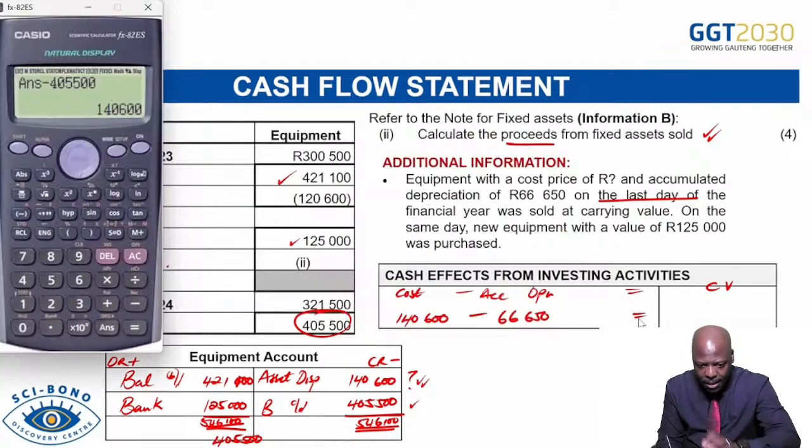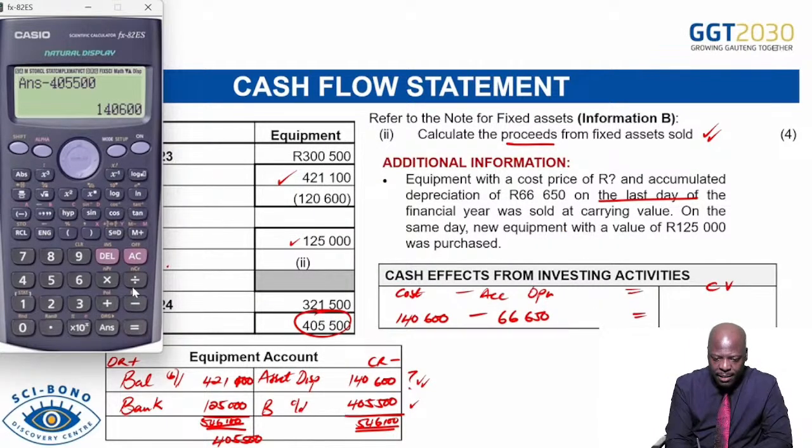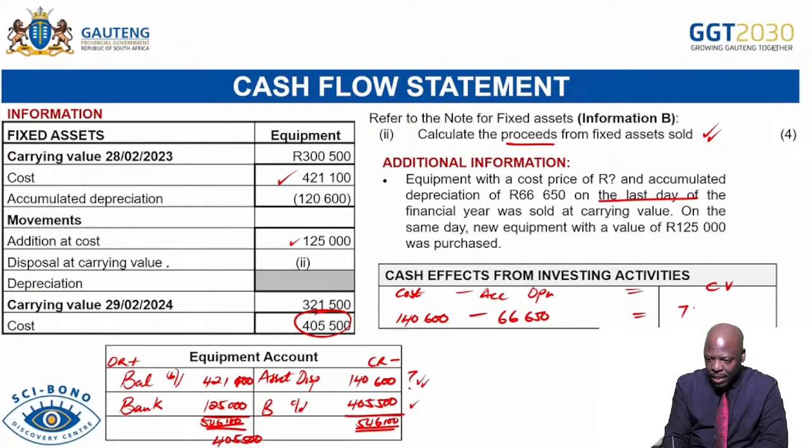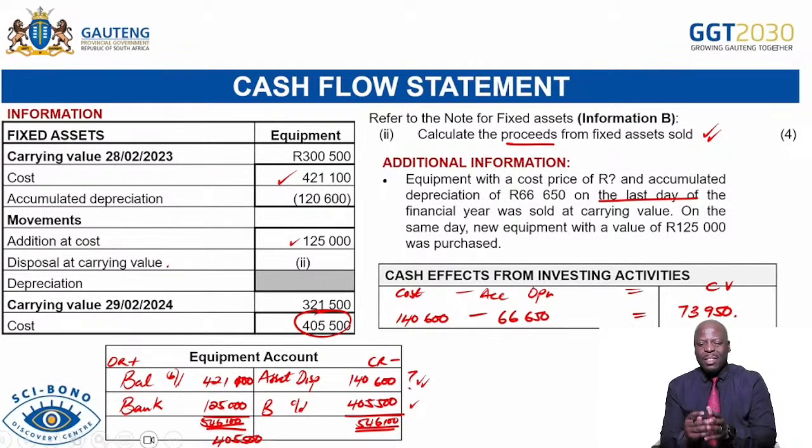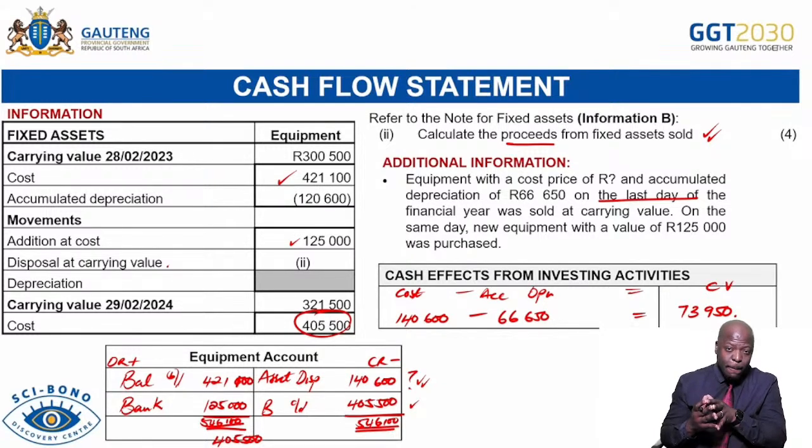Let's see, calculator. 140,600 minus 66,650. That is going to give me 73,950. So that is what I bring here now. 73,950. That becomes the final amount when I'm calculating the disposal at carrying value.